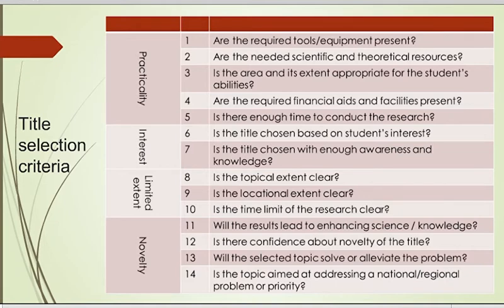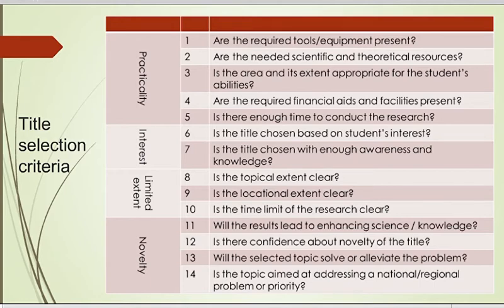Okay, so number 12. Is there confidence about the novelty of it? Are you sure? Are you confident that the method that you are proposing is good? Number 13. Will the selected topic solve or alleviate the problem? So this is actually very important. You may bring up a new method to implement in your title, but that method may be helpful for another problem. The method needs to be focused on fixing the problem that you identified.